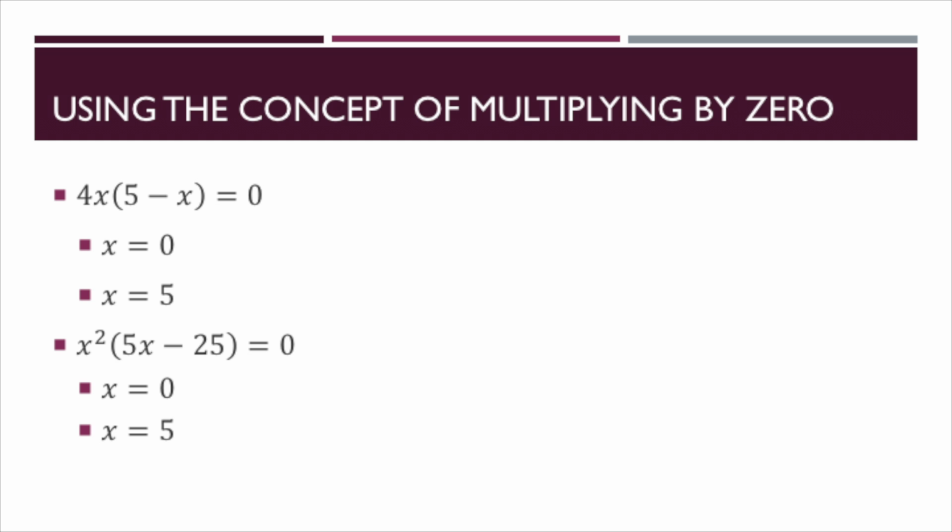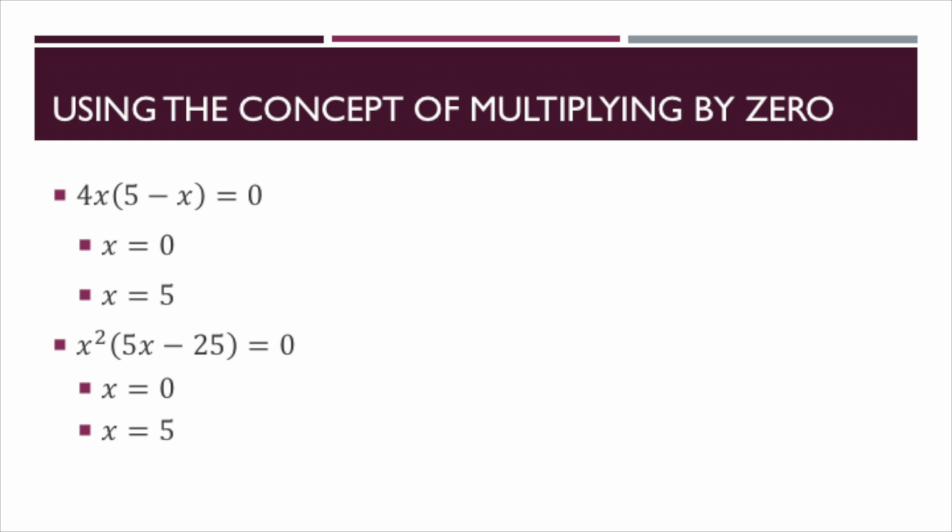Now, we can use this concept of multiplying a number by 0 to calculate equations. Let's take the first example: 4x times 5 minus x equals 0. What values are valid for x? Well, if 4x is 0, then the value is 0, so one value for x can be 0. But we can also say, if 5 minus x is 0, then the product is also 0. So we have two possible values for x, 0 and 5. Both of those make that equation true.